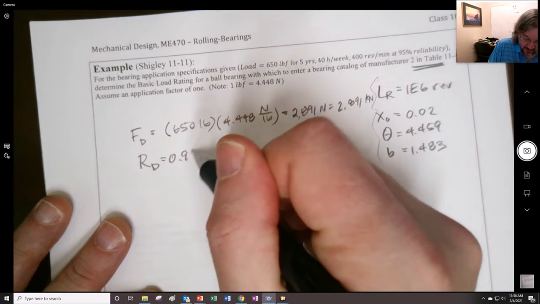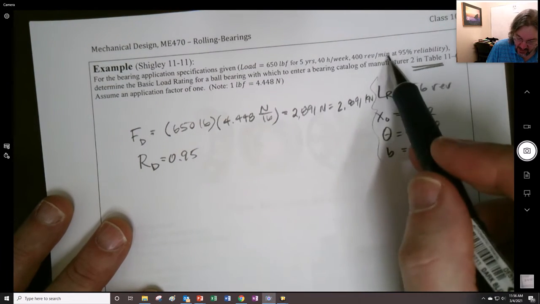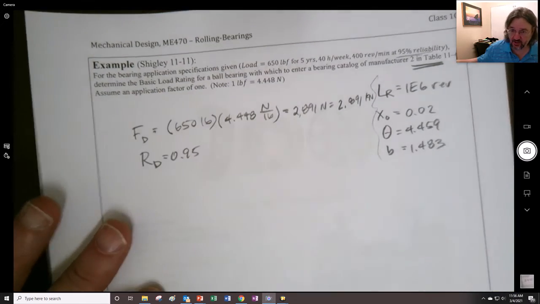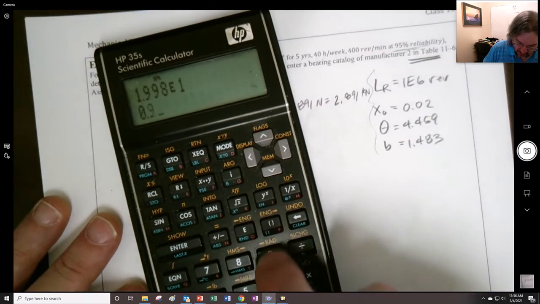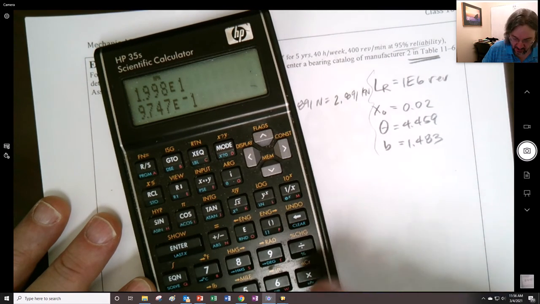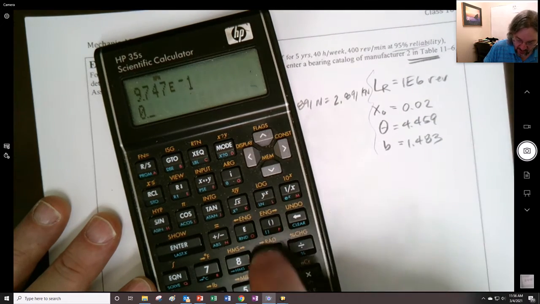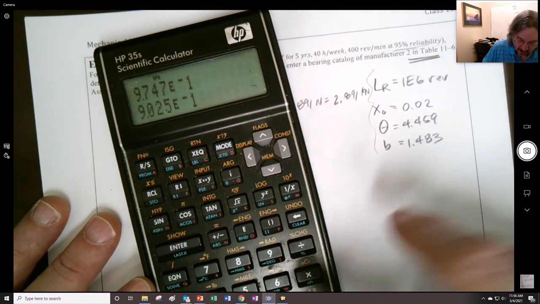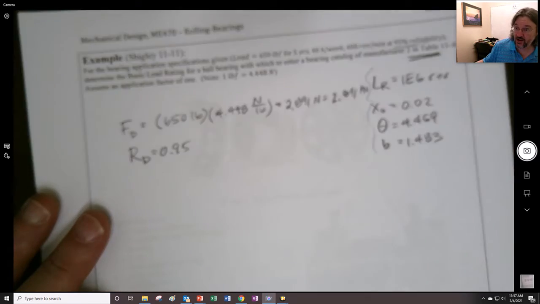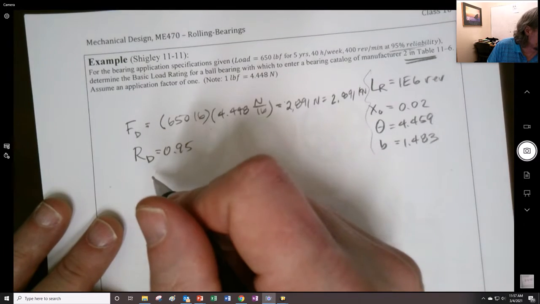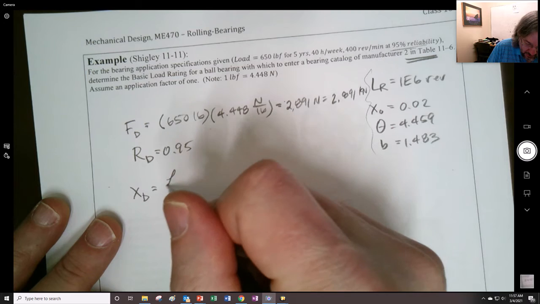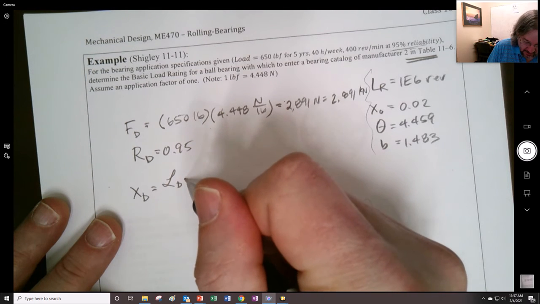And our desired reliability, and then it's just for one bearing, right? If they asked for the machine, they might have specified 95% machine reliability. If that was true, we would say 0.95, so we need 97.47 for each bearing. But maybe they meant for the bearing, so we could say that if each bearing had that, we'd have 90.25% total reliability of the machine, right? The XD we could do that. We could actually put this all into one equation, but let's do this in piecemeal.